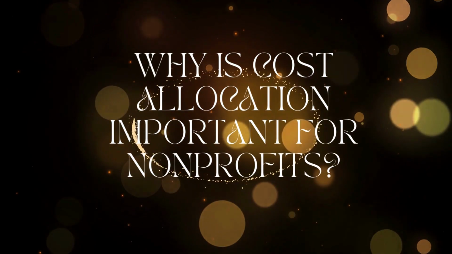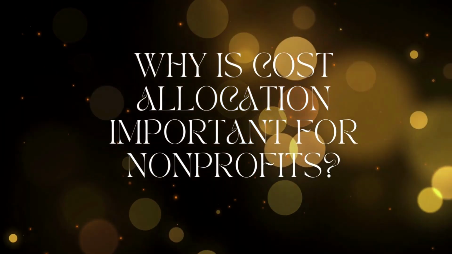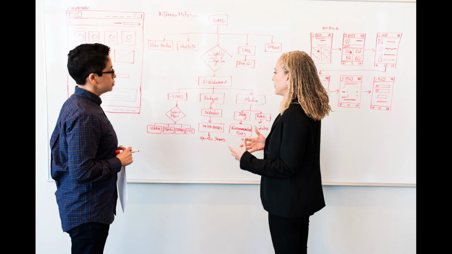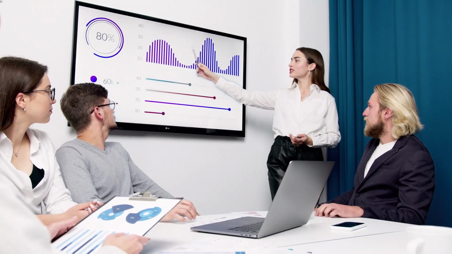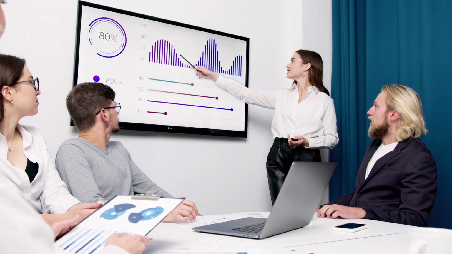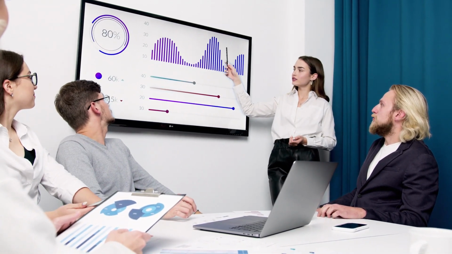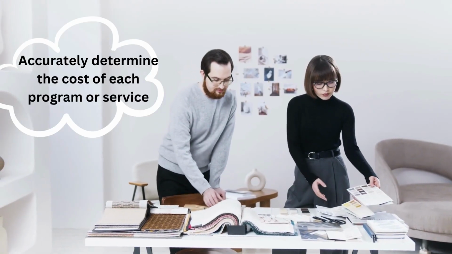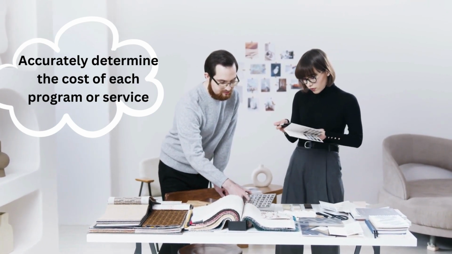Why is cost allocation important for nonprofits? Cost allocation is important for nonprofits for several reasons. First, it helps organizations understand the cost of each program or service they offer, which is critical for budgeting, planning, and decision-making. This information can help organizations make informed decisions about how to allocate their resources and how to allocate their funding. Second, cost allocation helps organizations determine the cost-effectiveness of each program or service they offer.